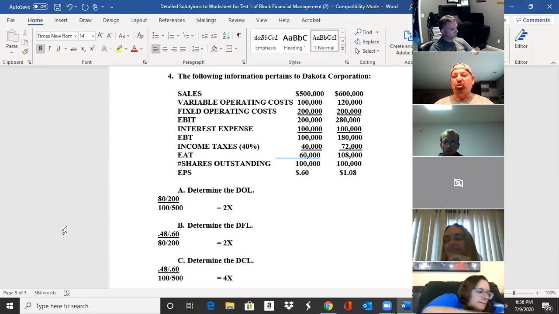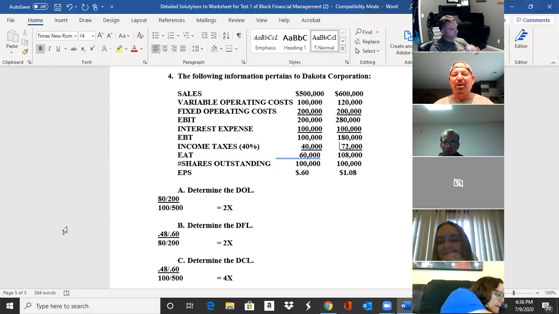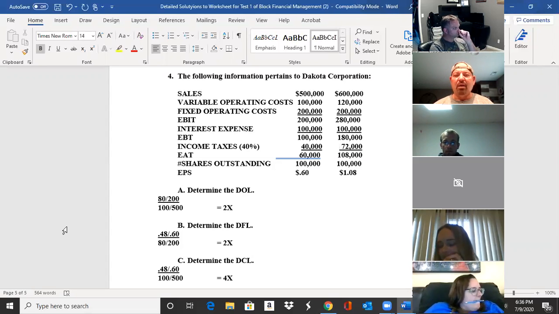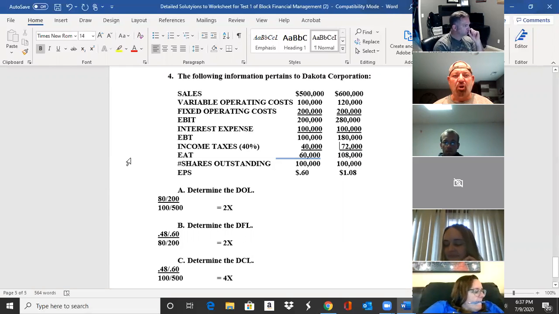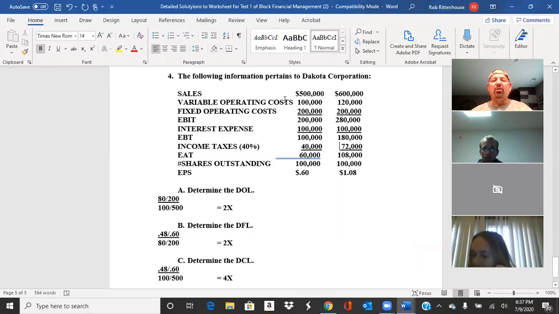Okay, so let me run through one more time how we got those numbers. Again, the variable operating cost was 100,000 when sales were 500,000. 100 over 500,000 is 20%. So when sales are 600,000 and variable operating costs equal 20% of sales, they'll be $120,000. Fixed operating costs aren't going to change just because sales change, so they're going to stay at 200,000.